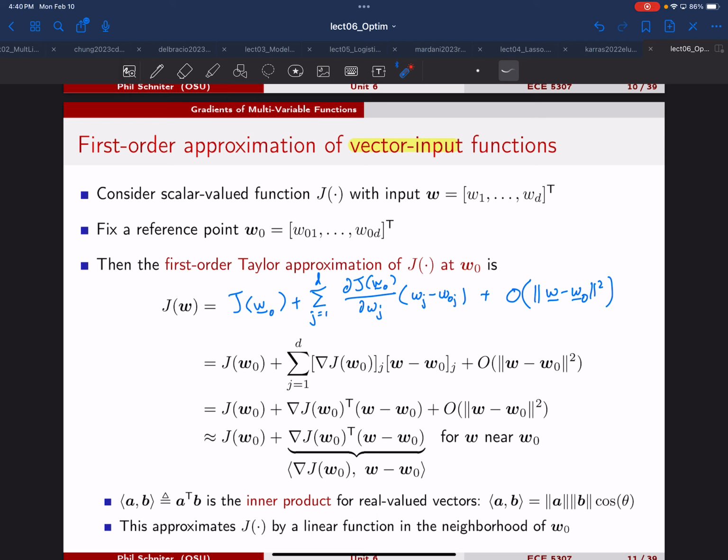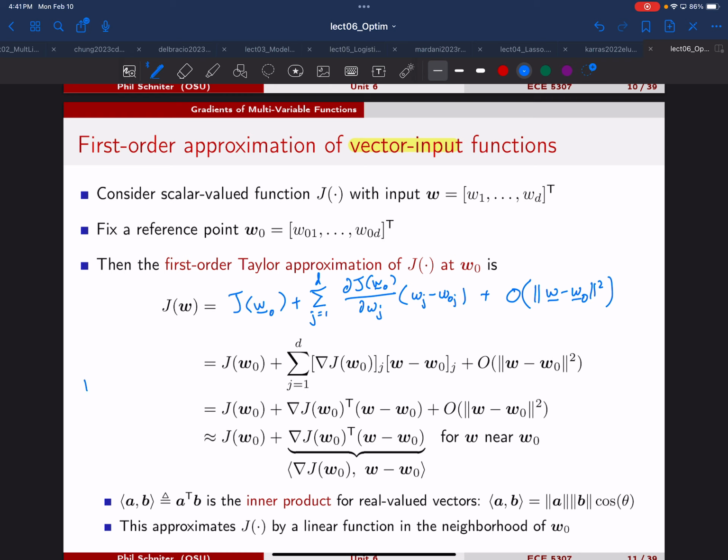Okay, so now let's rewrite it a little bit differently. So here we have dJ/dwj. You might remember that this is the gradient, but looking at the jth term of the gradient, that's what this is. And then this thing here is the vector difference between w and the reference, but looking at the jth term. So basically this sum is the jth term of one vector times the jth term of another vector. But that should be familiar to you.